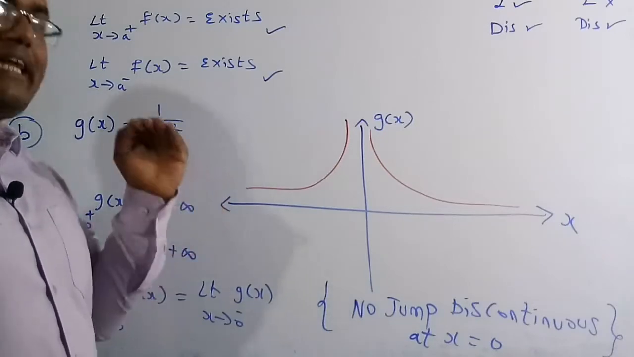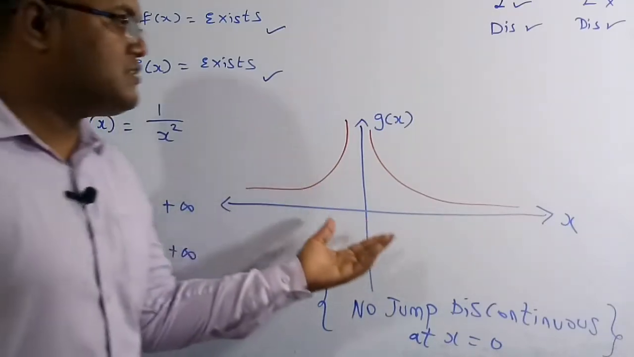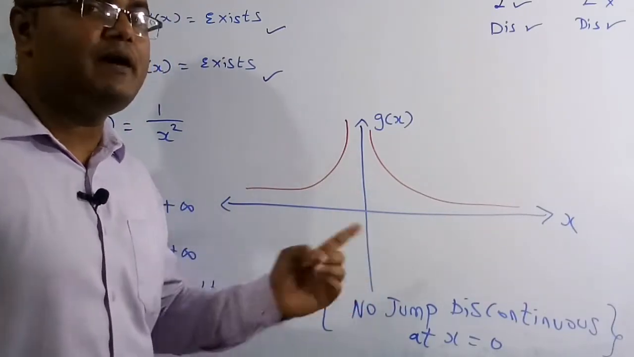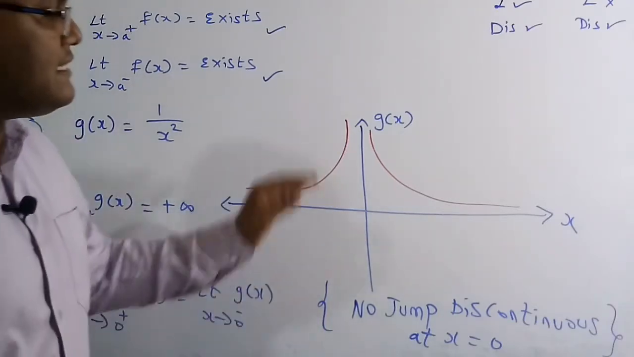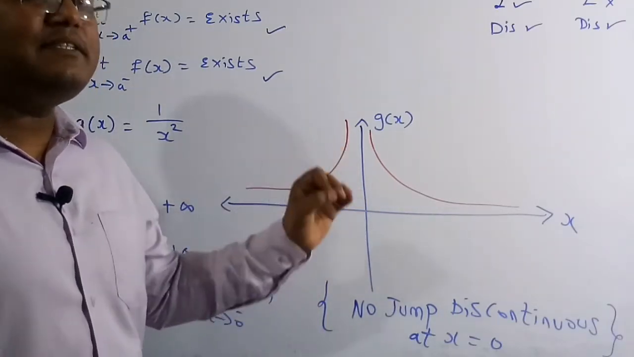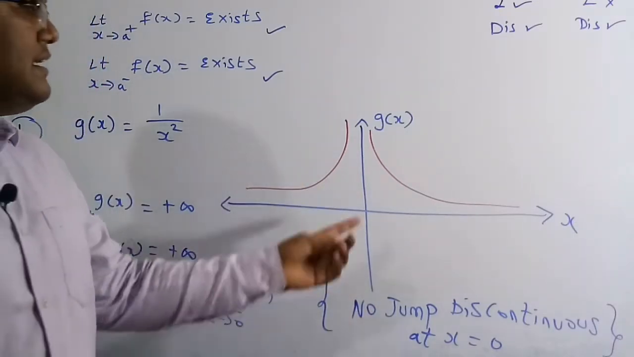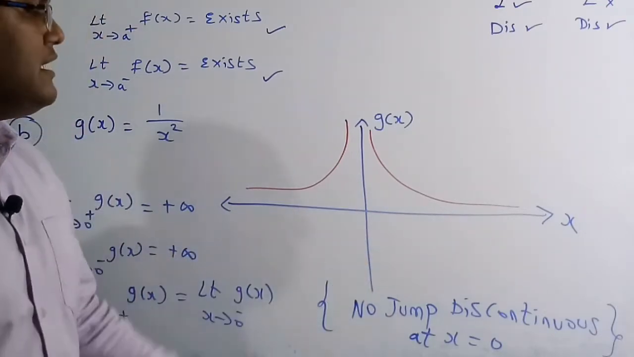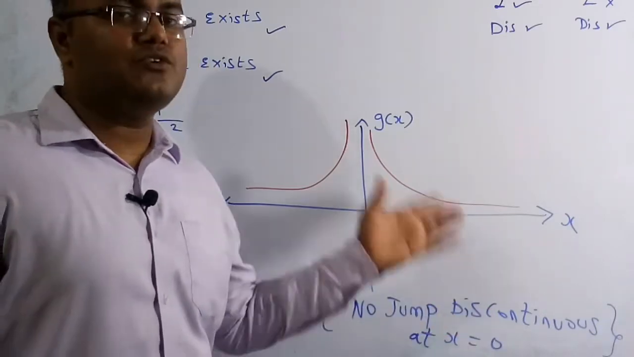If the limit does not exist, then only can we say a jump discontinuity is present. So for this function we can say that yes, the function is discontinuous at x equal to 0, but it doesn't have any jump discontinuity, because if the limit does not exist, we can say the jump discontinuity is present, but here the limit exists, which means there is no jump discontinuity at x equal to 0. So no jump discontinuity at x equal to 0.